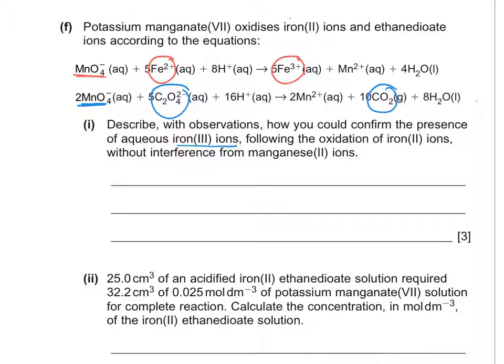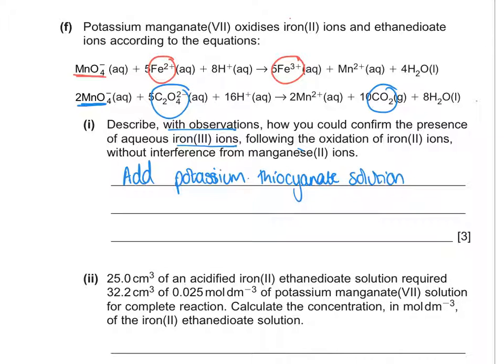Probably the most obvious one, the most unique one, is the use of potassium thiocyanate or any thiocyanate. The important thing is that there's thiocyanate ions there. So you could say add potassium thiocyanate solution. And then it says with observation, so you have to say what you would actually observe, and that's how you would confirm there was iron 3 plus there.